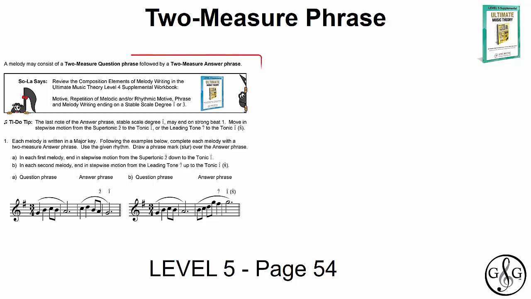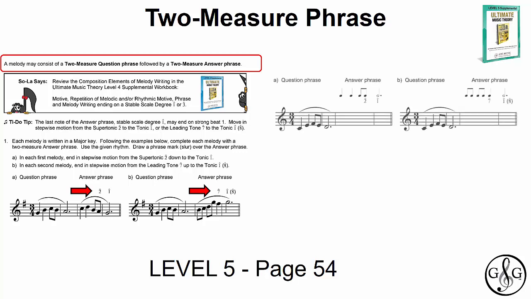In level 5, on page 54, you are completing a 2-measure phrase ending on stable scale degree 1. A melody may consist of a 2-measure question phrase followed by a 2-measure answer phrase. So you're learning to end the melody moving in stepwise motion from the supertonic down to the tonic and from the leading tone up to the tonic. So that is the exercise. We want to end on the tonic, but we can approach it in stepwise motion, stepping down to the tonic or stepping up to the tonic.